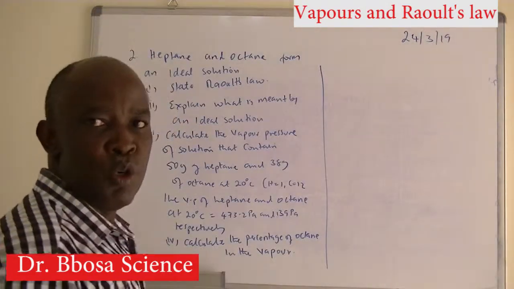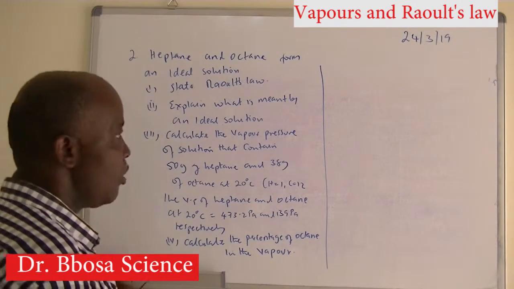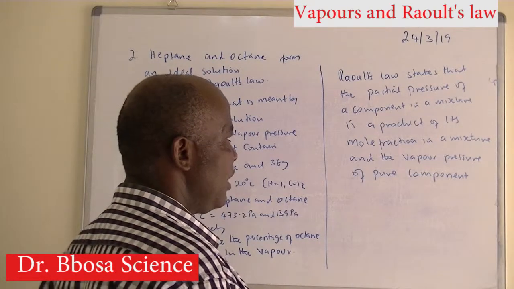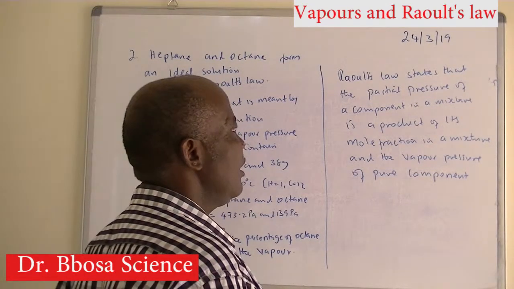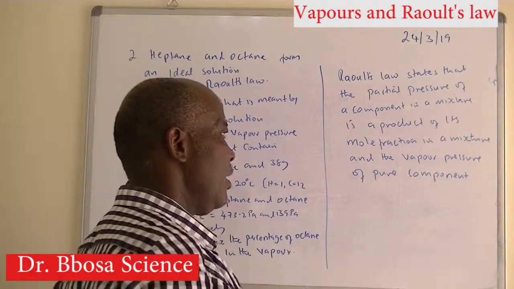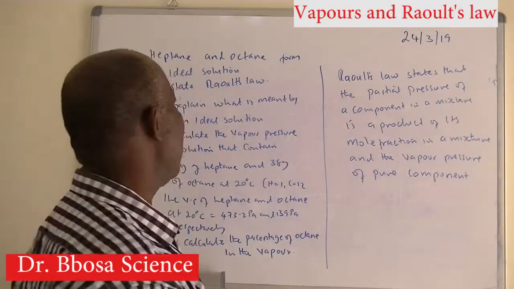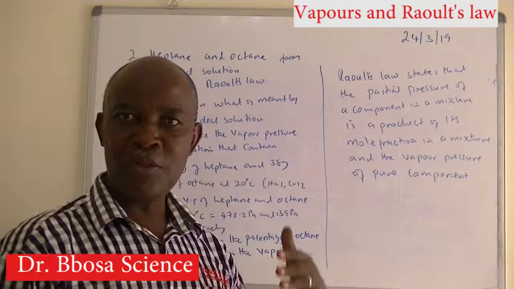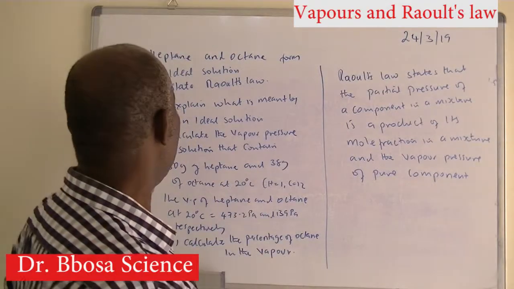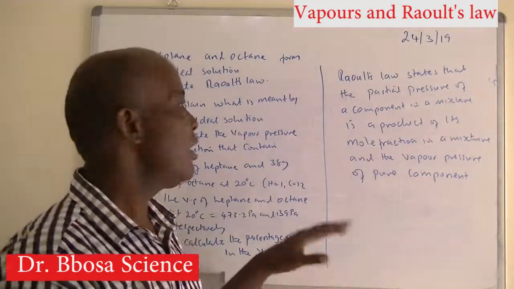Example 2: heptane and octane form an ideal solution. Part 1, state Raoult's law. Raoult's law states that the partial pressure of a component in a mixture is a product of its mole fraction in the mixture and the vapor pressure of the pure component. When you are revising, every time you find the same question, rewrite it to get it into your head. We saw it in example 1, and we are defining it again in number 2.